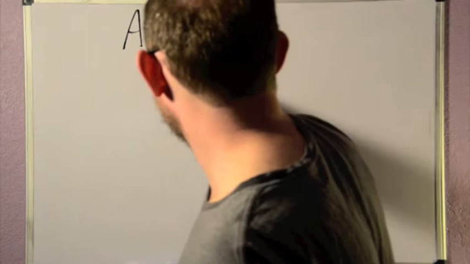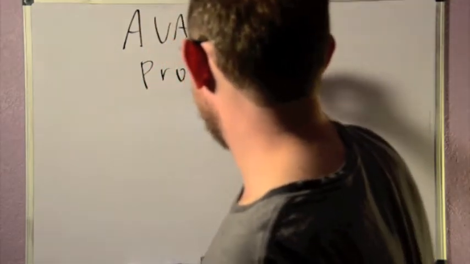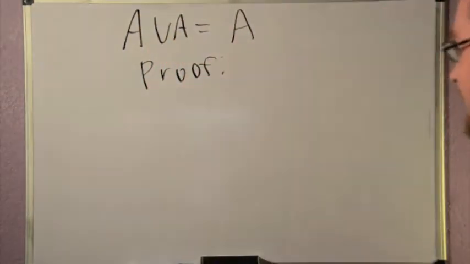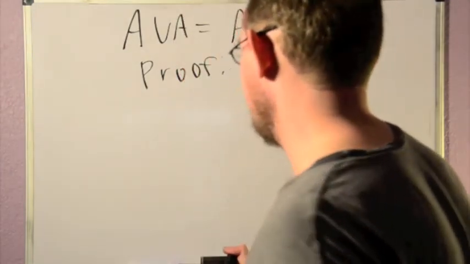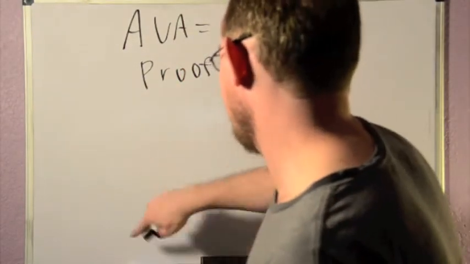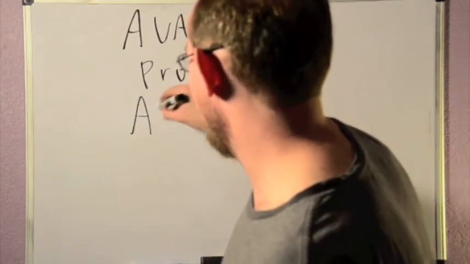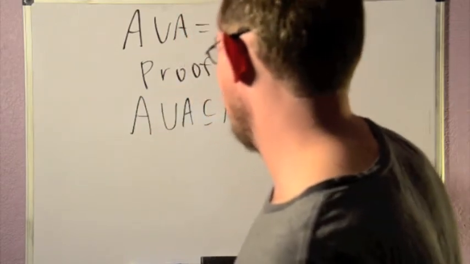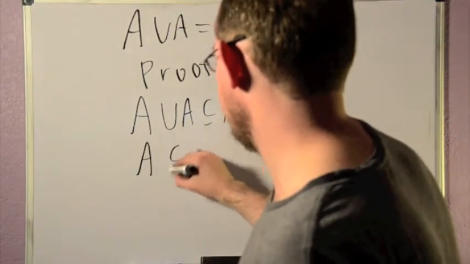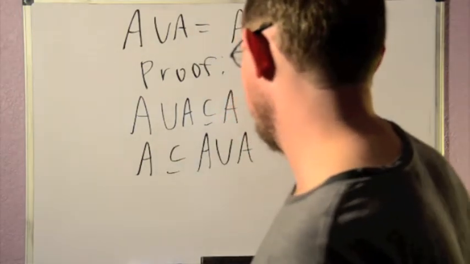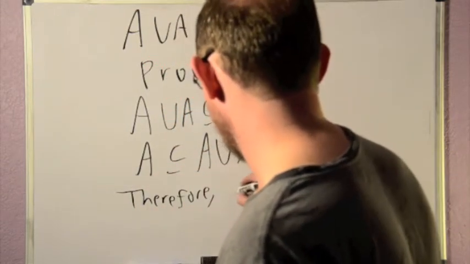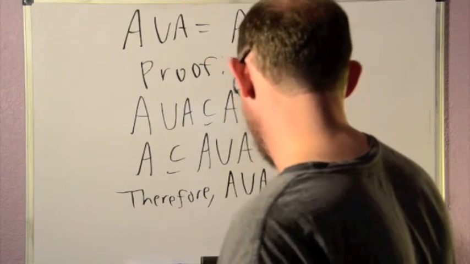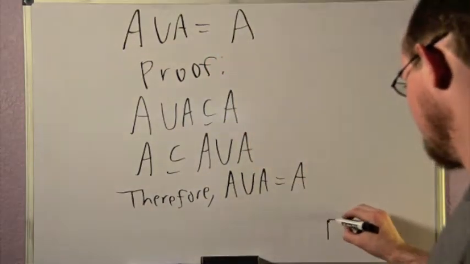It's proven. Okay. So now I'm going to prove that A union A is equal to A, and you're going to have to give it a little bit of convincing for this. So the first part is that A union A is a subset of A. We've already proven that's true. And we've also proven that A is a subset of A union A. And therefore, A union A is equal to A. And that's the whole proof.